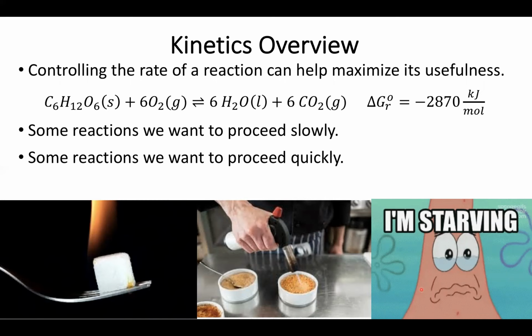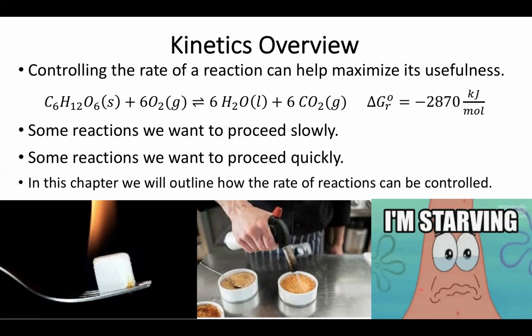So we're going to be looking throughout this chapter at some of the things that will control the rates of reaction, how we can predict how quickly reactions can occur, and how we can use those three major controls: temperature, concentration of reagents, and catalysts.